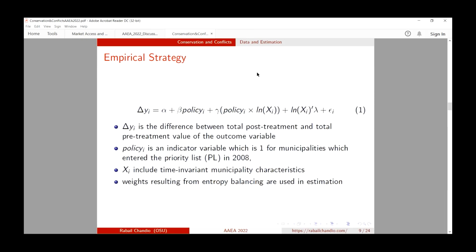The estimation equation takes this form. The outcome is aggregated to pre and post policy periods. The main indicator here is just the policy variable, whether the municipality was selected for treatment or not. I interacted it with a number of time-invariant municipality characteristics, and they are controlled for individually as well. This regression is weighted with the weights that come from the entropy balancing method.